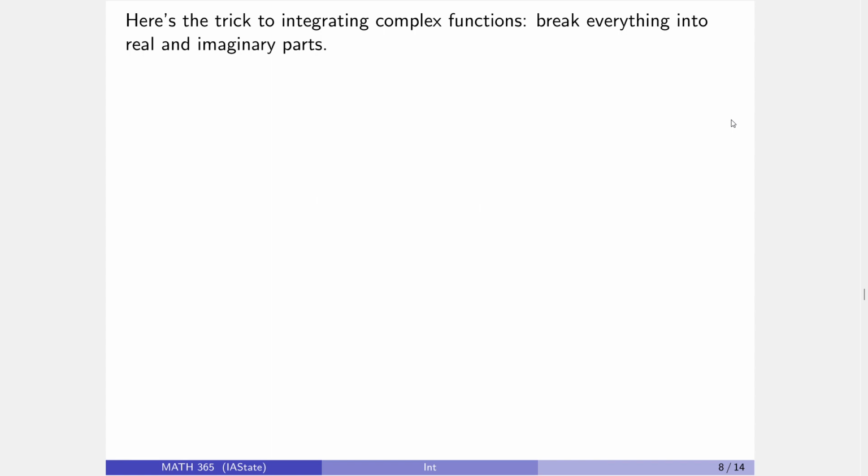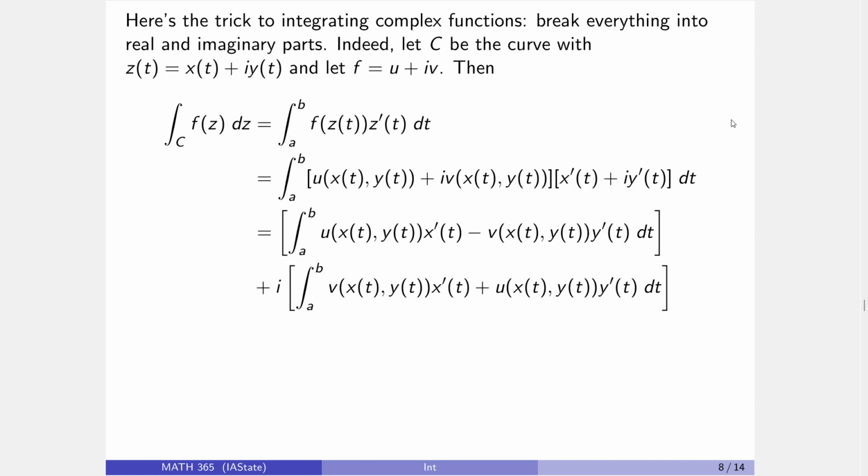So just break it into real and imaginary parts and integrate thereof. For example, if C is a curve with parameterization x of t plus i y of t, and if we let f be in its real and imaginary parts, u plus iv, then for this integral, just break everything into real and imaginary parts. This will be x prime of t plus i y prime of t. This will split into u of x of t, y of t, plus i v of x of t, y of t.